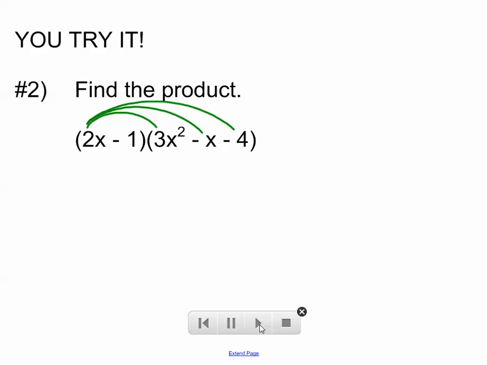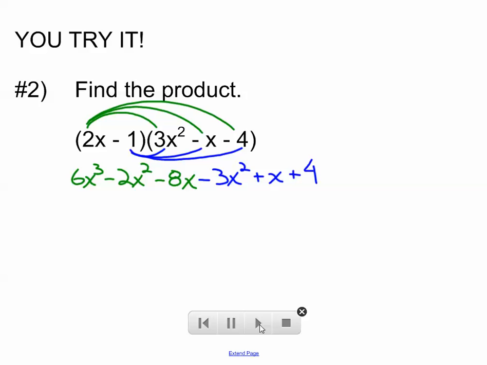2x times 3x squared, negative x, and negative 4. We're distributing that 2x. We'll get 6x cubed minus 2x squared minus 8x. Next, we distribute the negative 1. Negative 1 times 3x squared is negative 3x squared. Negative 1 times negative x is x, and negative 1 times negative 4 is 4.